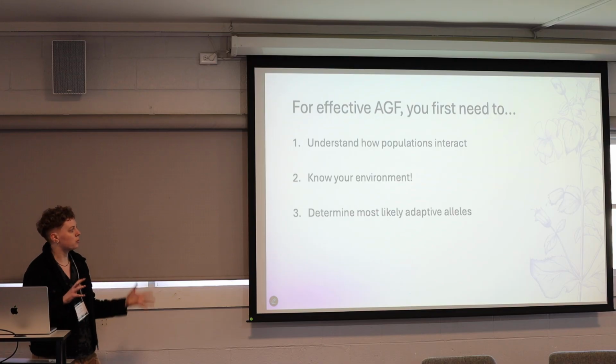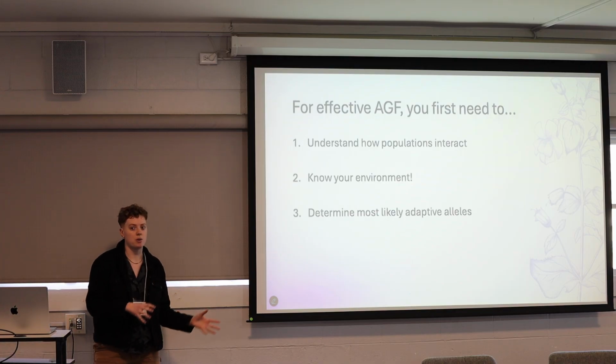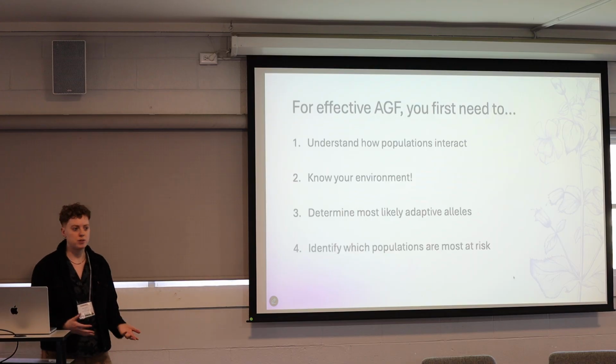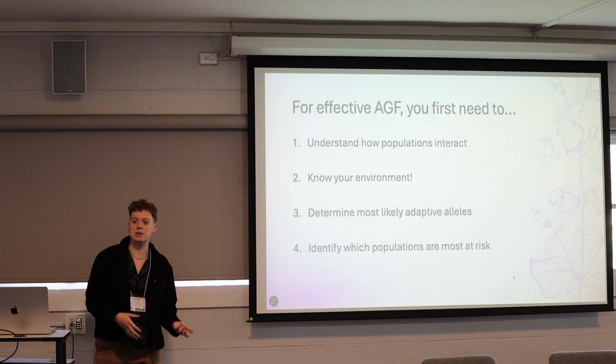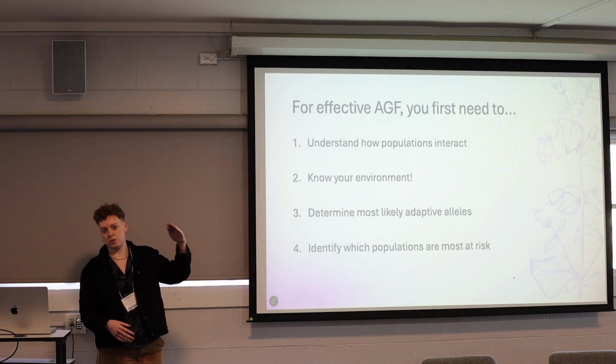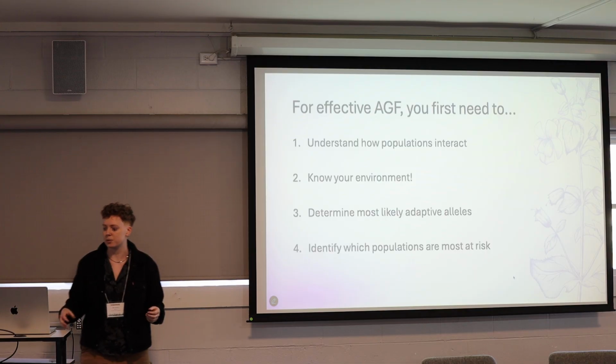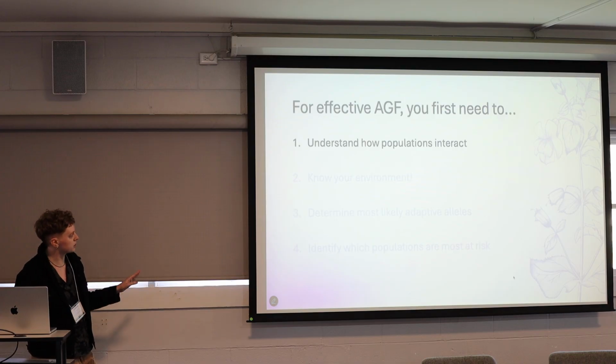We have to figure out which of the alleles that are popping out are the most likely ones that we should be looking into as targets. And then we have to figure out which populations need them the most. And so those are sort of the 4 steps I'm going to take us through today and how we can use these methods to answer those questions. So let's get that first one, understanding how populations interact.